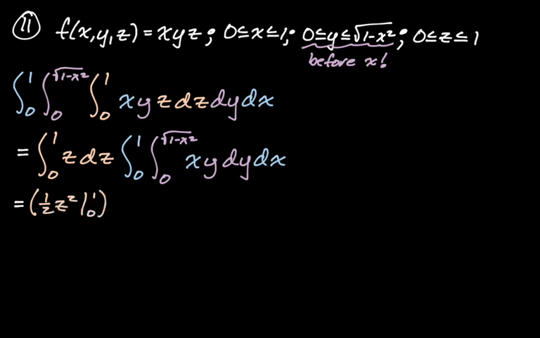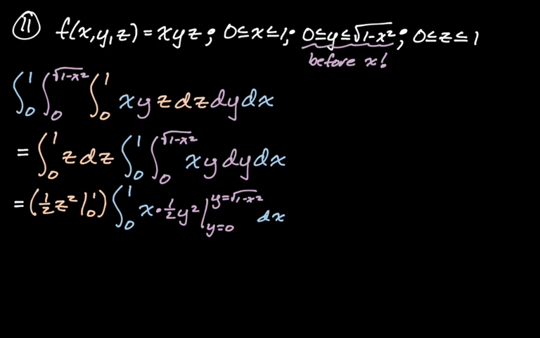And then here we're going to have the integral from 0 to 1. We integrate with respect to y. So we get x times 1/2 y squared from y equals 0 to y equals the square root of 1 minus x squared, dx. So this is actually better than it seems because y is squared and we have y as a radical. So when you square a radical, you just kind of get rid of the radical.